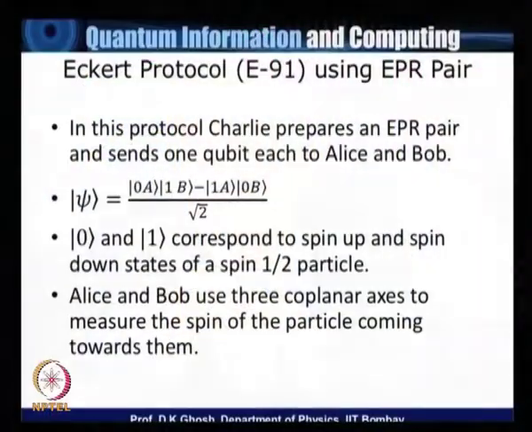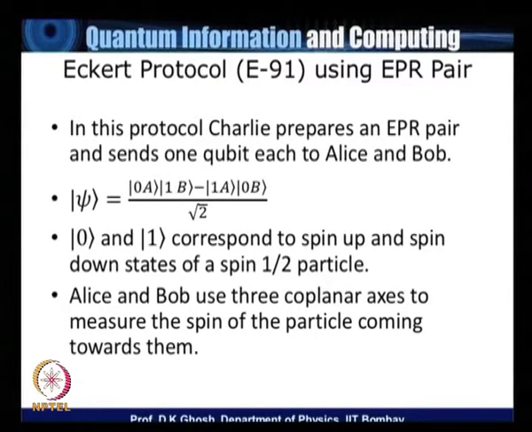Before we conclude, we are going to talk about one more protocol, and that is what is known as the Eckert protocol. The Eckert protocol uses an EPR pair. The EPR pair will be used to detect the presence of an Eve in the system. In this case, Alice does not prepare her bits, but instead a third person, Charlie, prepares the bit, and he prepares it as an EPR pair.